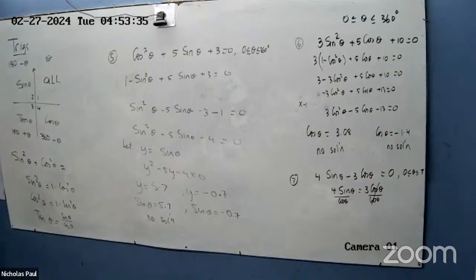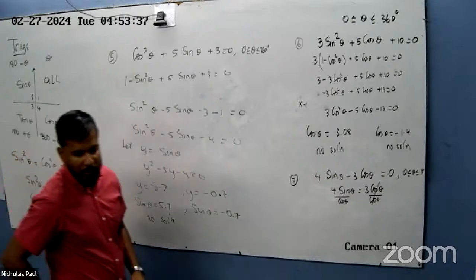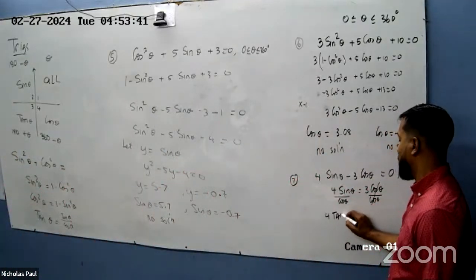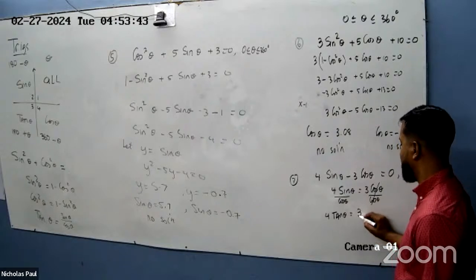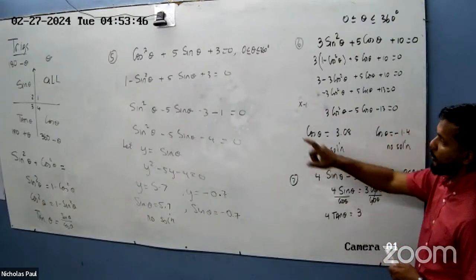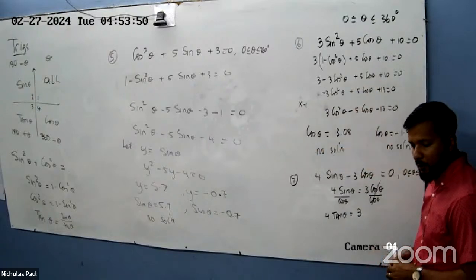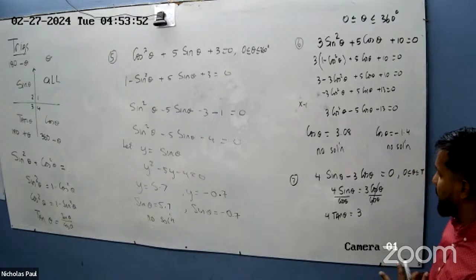Finish it out. Sine over cos is tan. So you'll get 4 tan theta is equal to 3. Next week we'll continue with trig. We'll do identities and we'll do some of the other types of questions with trig, and that's it for trig.